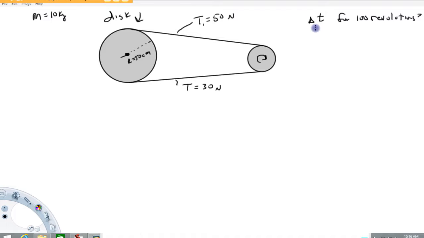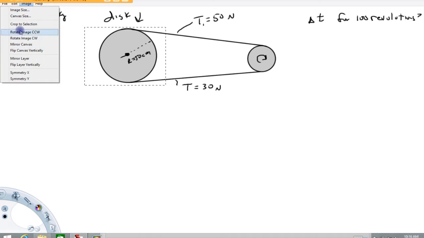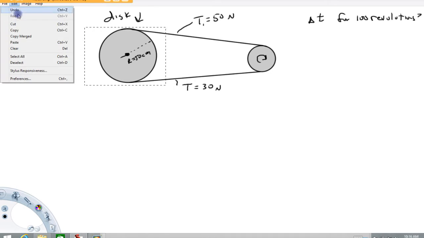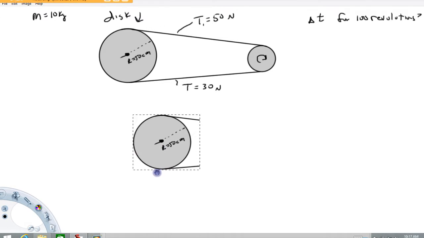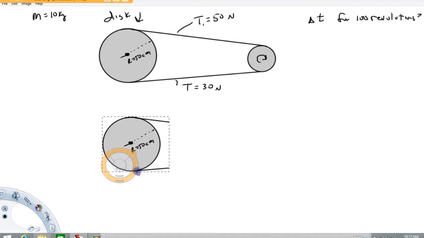In order to do that, we need to draw a free body diagram of this object. So I'm going to clone it here. For the purposes of drawing my free body, I talk about these tensions. The tension in this part of the belt here is 50 newtons, so I'm going to put a force vector on there for that 50 newtons, and that's going to be in this direction. I'm going to call that T1, or I guess I've already called that T1, 50 newtons.